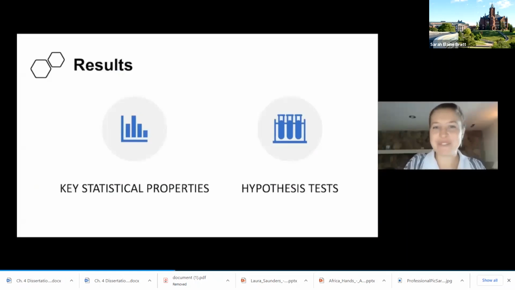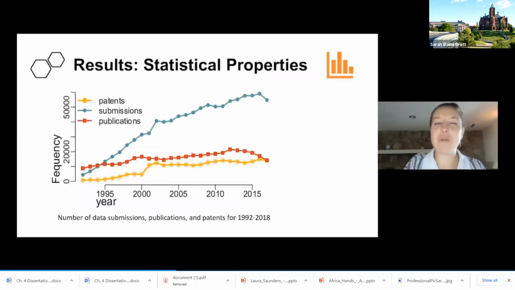Now I'm going to take us right through our statistical properties and some of those hypothesis tests. So I'm going to start off with a little bit of a grounding in what we found as overall trends, and then I'm going to take you through the hypothesis tests.